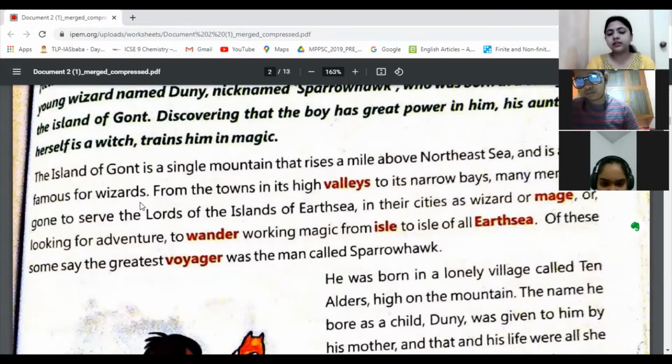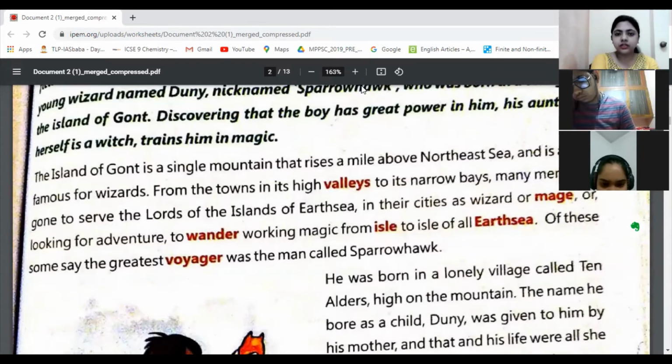High valleys means in the island of Gaunt, there were valleys also, and the bays also were there. So you know what a bay is? It is a place where the coastal land curves, in a semicircular manner. So that area is known as a bay.